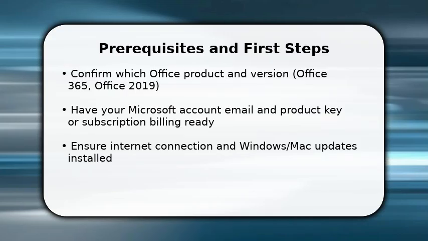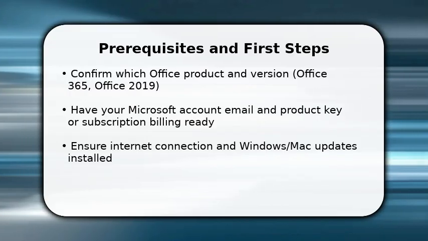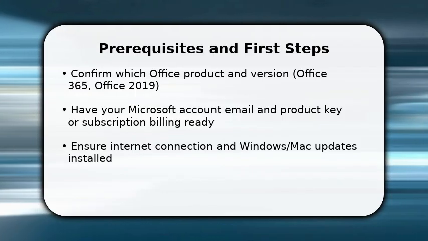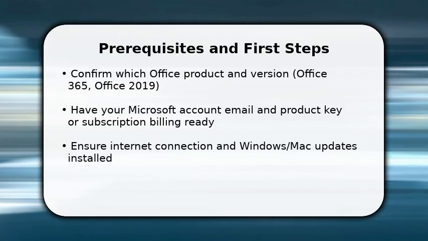You start by confirming the exact Office version and signing into the Microsoft account tied to the license. This is crucial because activation methods differ. Once signed in, open any Office app and go to Account to see activation status. Make sure your subscription shows as active or your product key is available. If not, retrieve the key from your purchase confirmation. This saves time and prevents wrong steps later, so verify account, key, and connection before moving on.